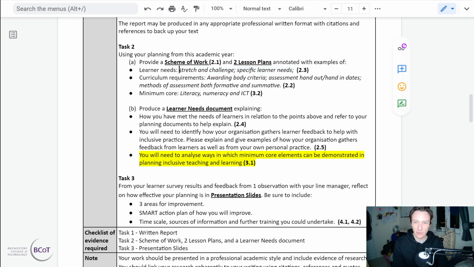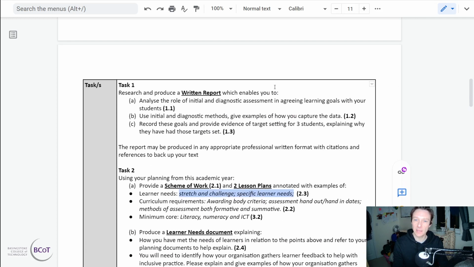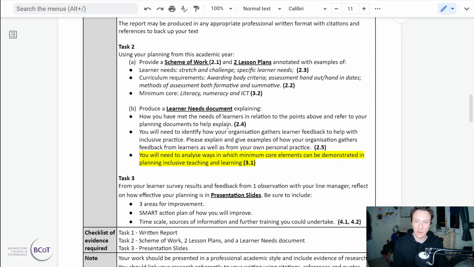Now, the learners that these are for may well relate back to what you found out in your initial and diagnostic assessments. Finding out about our learner needs helps us to know what stretch and challenge and specific learner needs we are catering for and need to be mindful of.